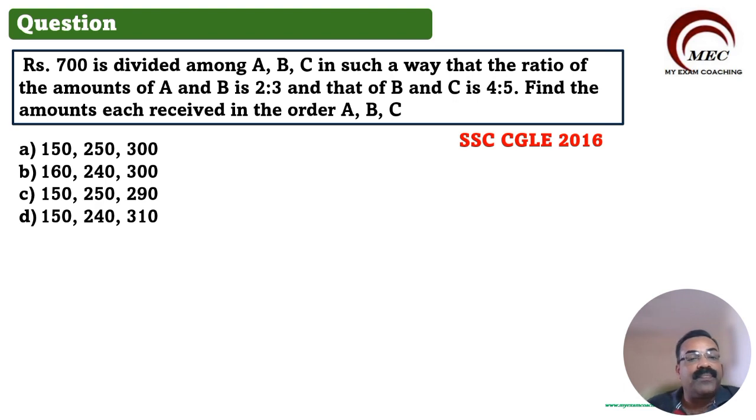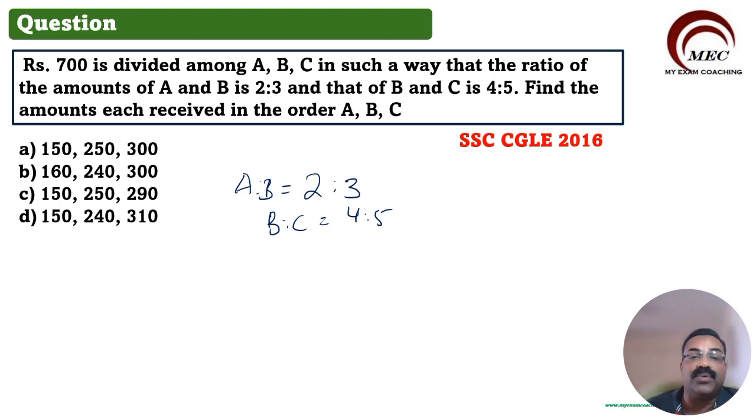The question is: 700 rupees is divided among A, B, C in such a way that the ratio of the amounts of A and B is 2:3, and that of B and C is 4:5. Find the amounts each received in the order A, B, C. So A is to B is given as 2:3, and B is to C is given as 4:5.